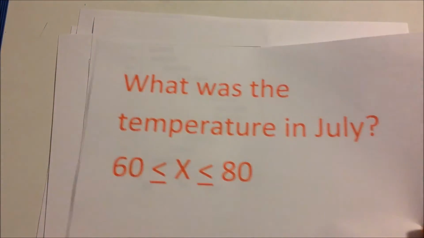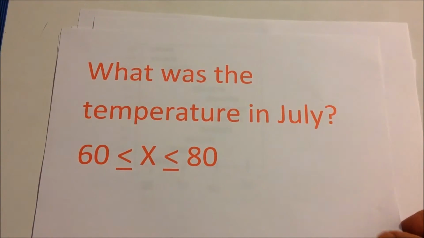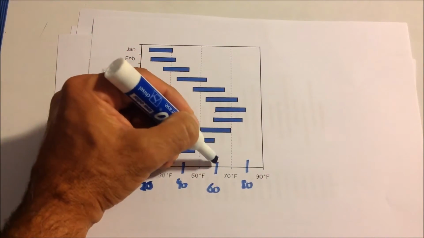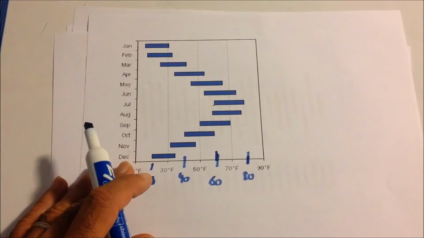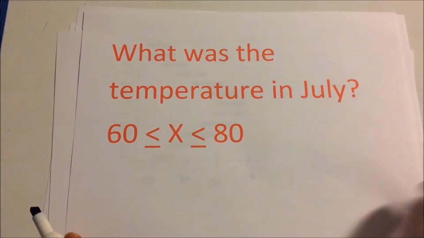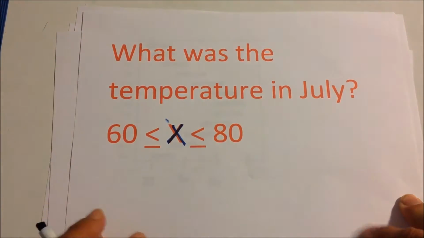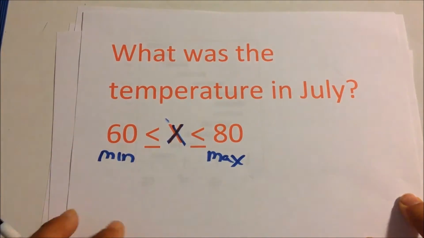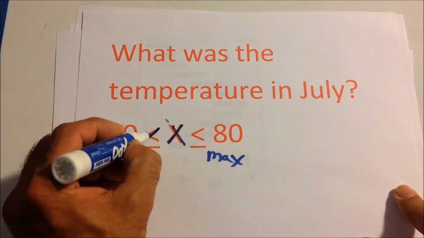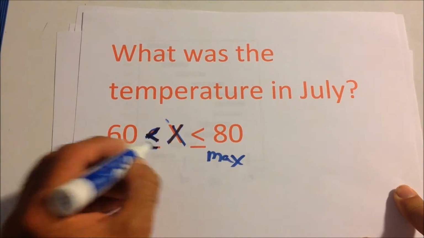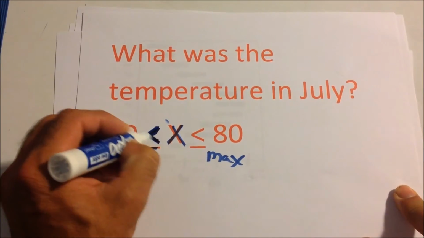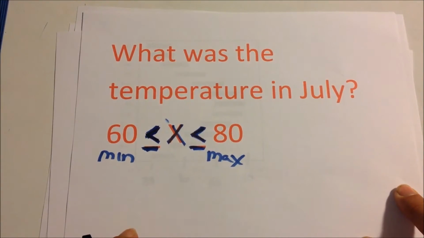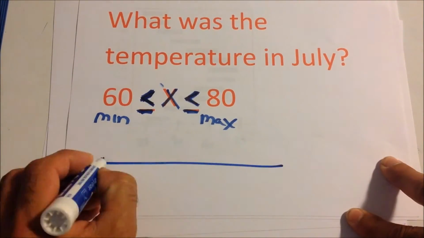So if I gave you this question, what was the temperature in July? So here's July, and the temperature in July, the minimum was 60, and the maximum was 80. You see that? So I can write here, the X will represent the temperature. You can write T if you want. And here's the minimum, and that's the max. So this is saying that the temperature was less than or equal to 60. Oh, excuse me. The temperature was greater or equal to 60, and it was also less than or equal to 80. And on our graph, we can graph that also.